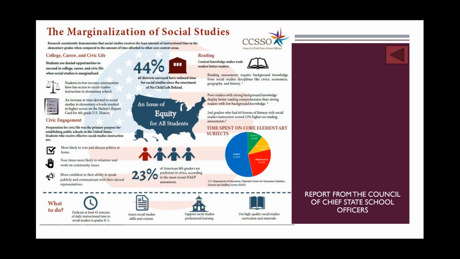So if we look at the statistic down in the center, 23% of American 8th graders are proficient in civics. If we fast forward 10 years, these are our 20-somethings that are making decisions in society.